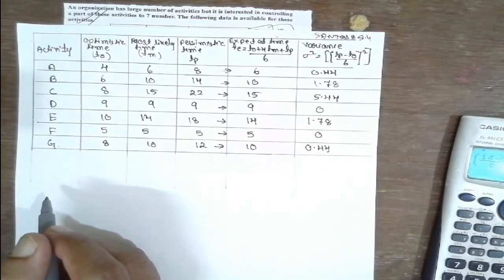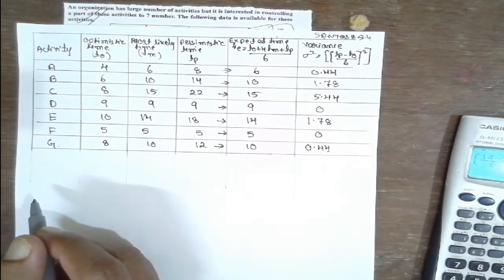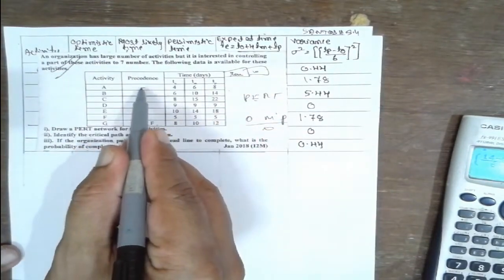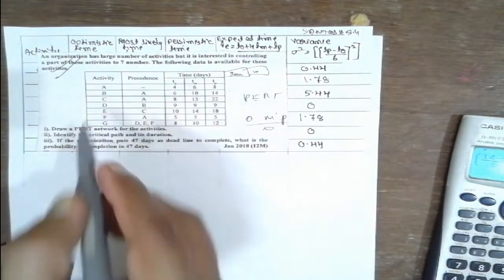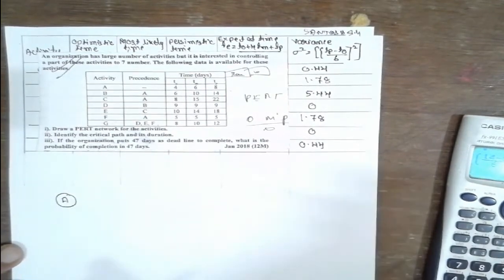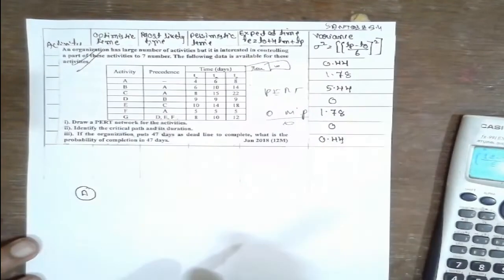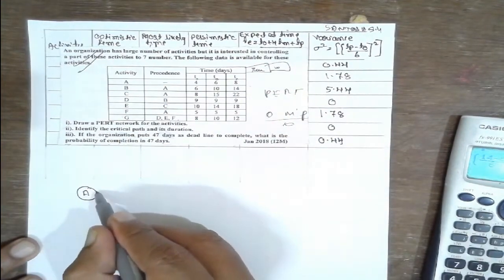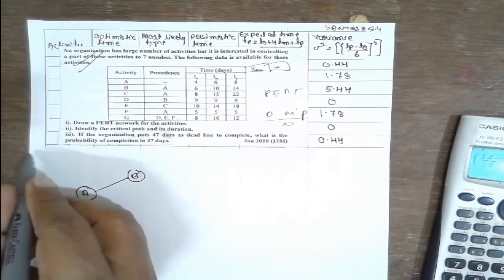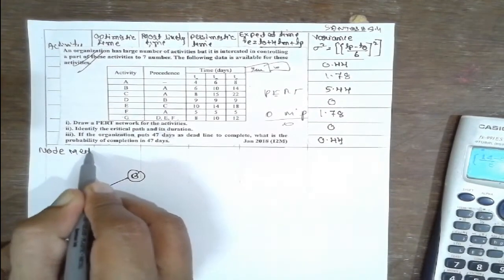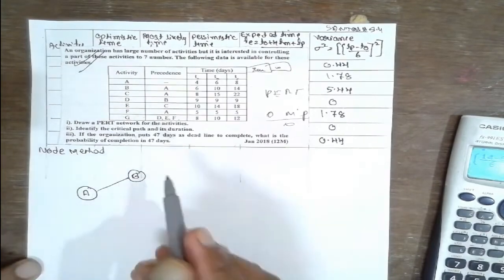Now see the network diagram. First I will construct the rough network diagram as per the question. First, for the one with no predecessor, you can start by taking the node A here. Next, at the end of A, B will be there. It is the node method. I am not using the activity method or arrow method, I am using the node method here.